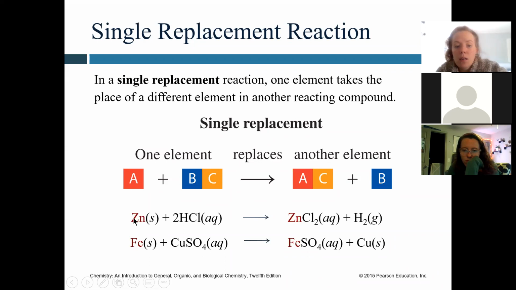So we can see here zinc is the reactant coming in by itself, and there's hydrochloric acid. And the chlorine has a stronger affiliation for the zinc, so it's going to attach to the zinc and spit out the hydrogen gas. Same thing here, we've got iron and then copper 2 sulfate. The sulfate has a stronger affinity for the iron than it does for the copper. So it's like, sorry, copper, you were so last year, I'm going to get with iron and you can just hang out. So again, this is something that you're going to want to be able to identify.